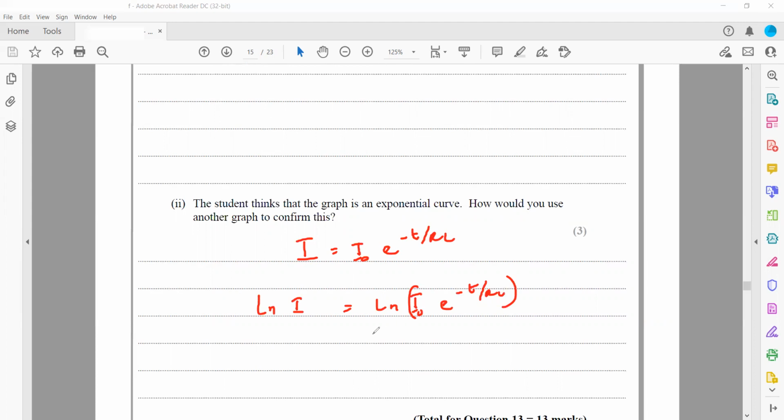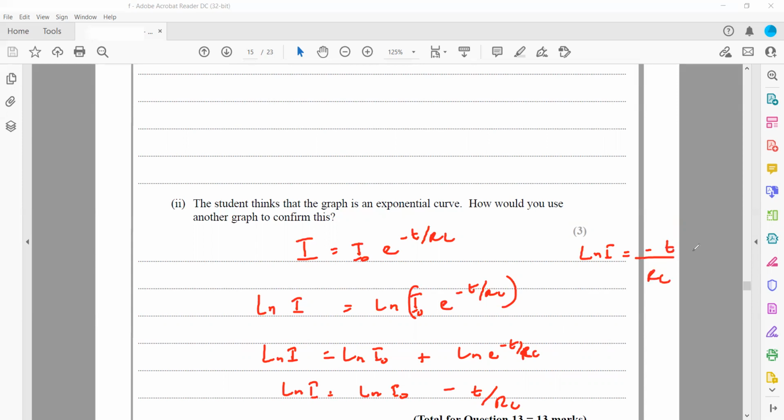When two numbers are multiplied in logarithm, we write them as addition, so it will be ln I is equal to ln I naught plus ln e raised to the power minus t over RC. ln and e are inverse functions, so it will be ln I is equal to ln I naught minus t over RC. If I further simplify this equation, I can say ln I is equal to minus t over RC plus ln I naught.